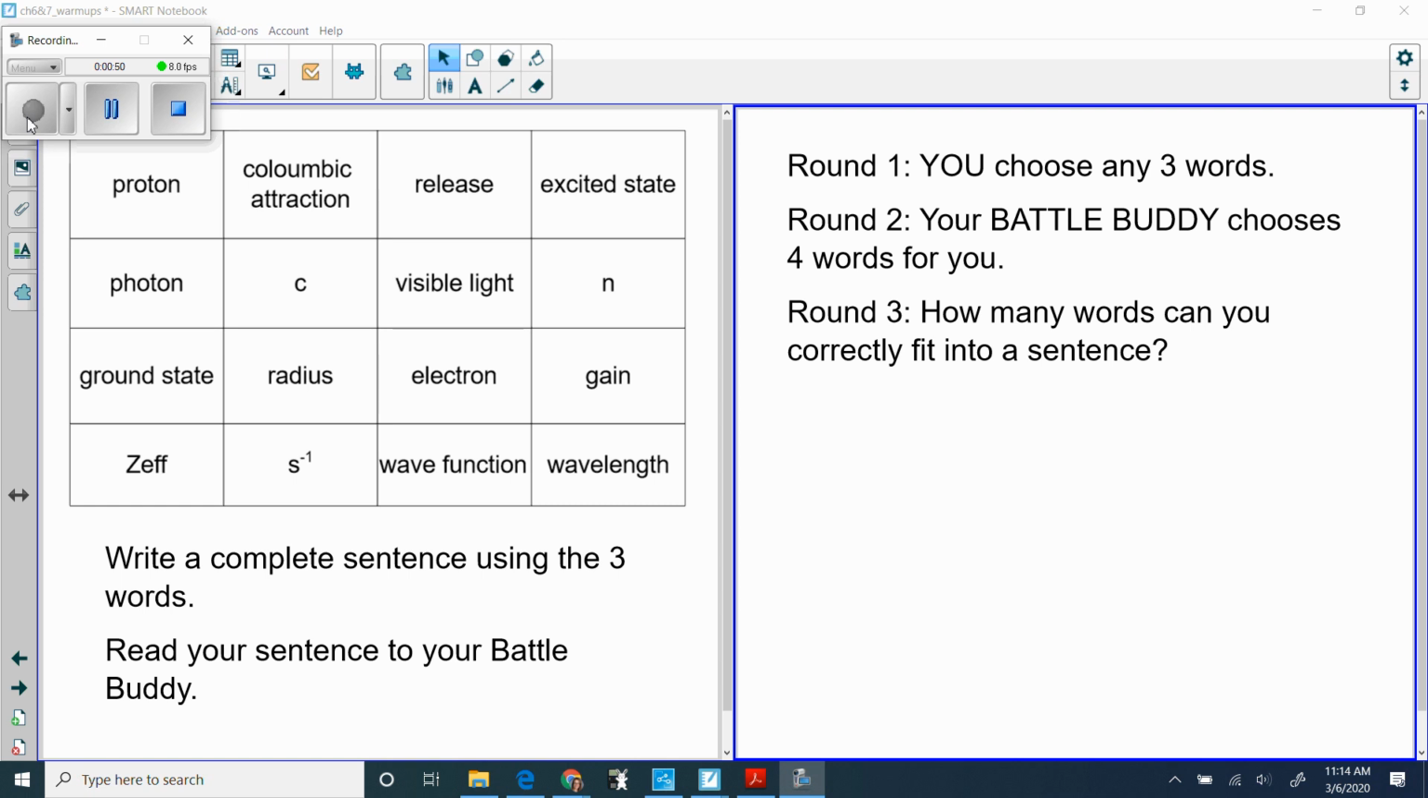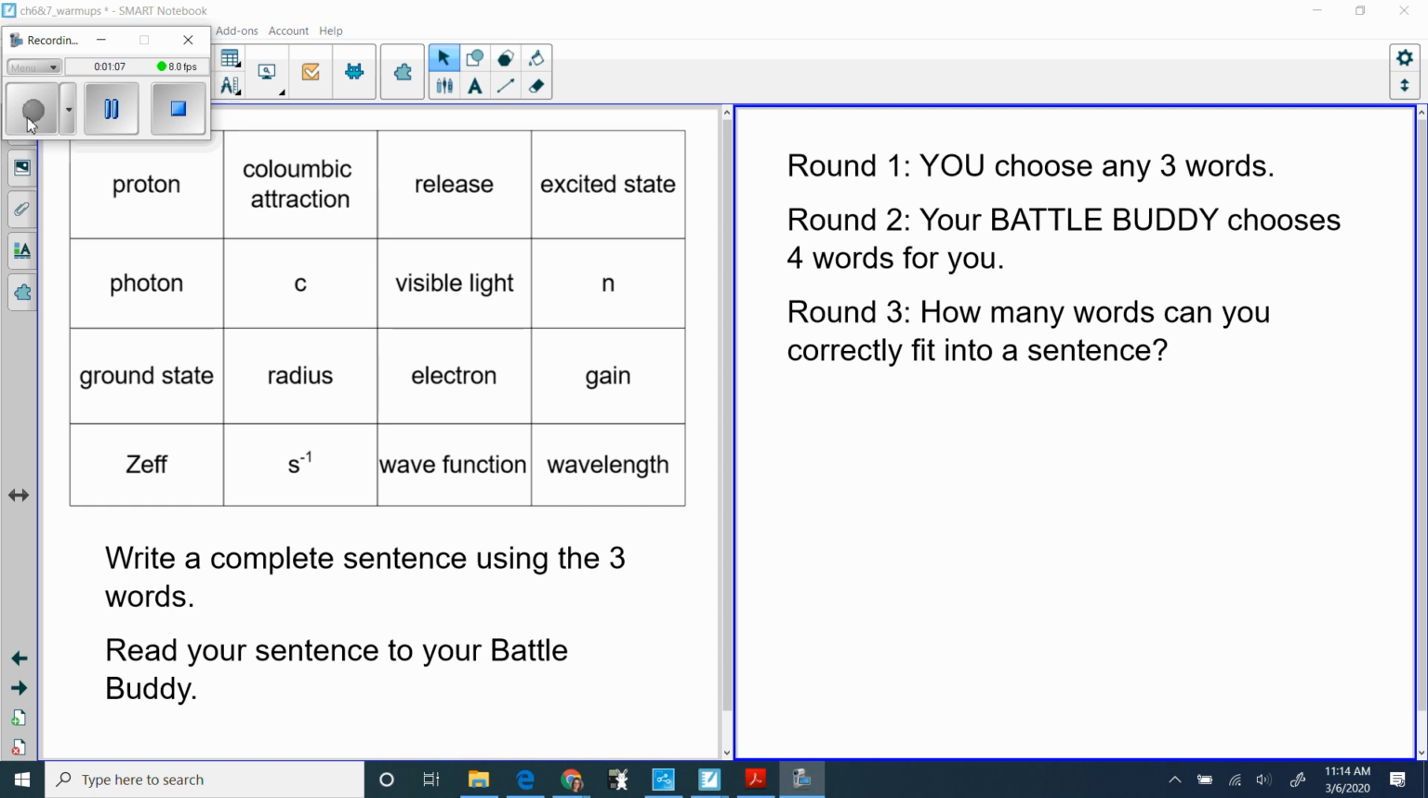Okay, now make a sentence by releasing energy. Okay, Zeff, proton, and Coulombic attraction. So that one you might have to look up if you don't know. Zeff, proton, and Coulombic attraction.